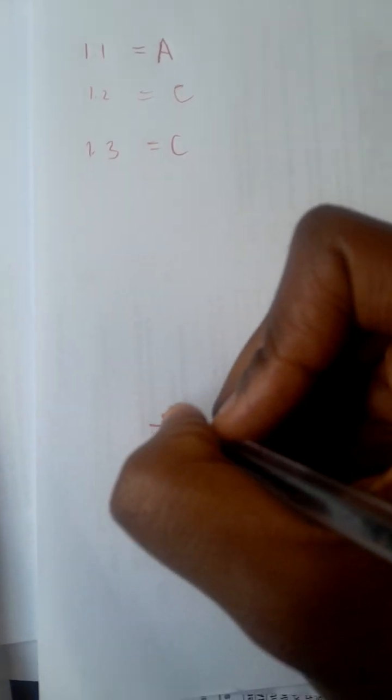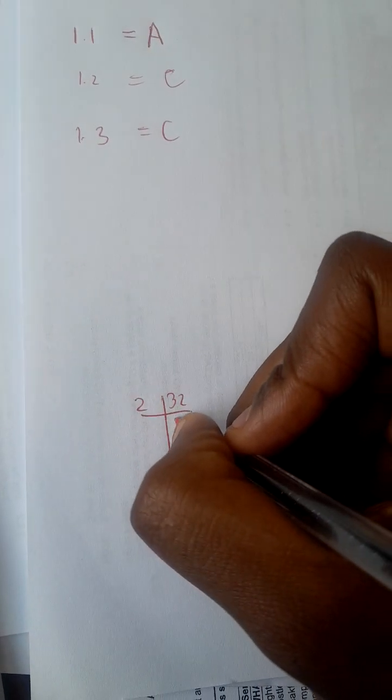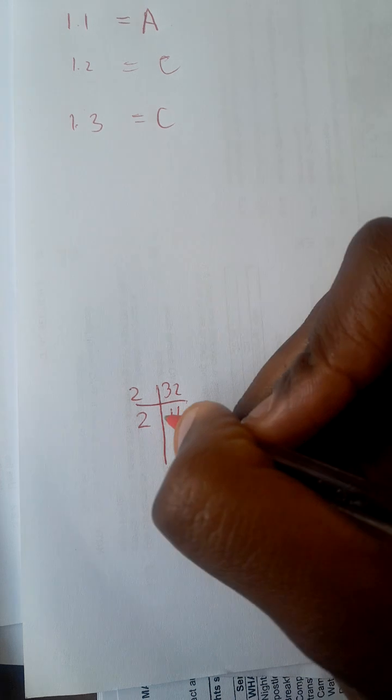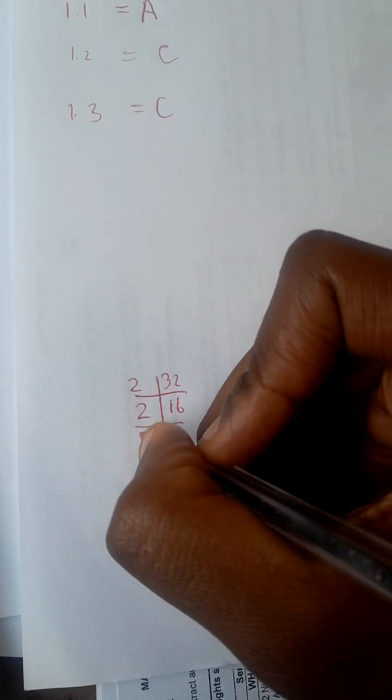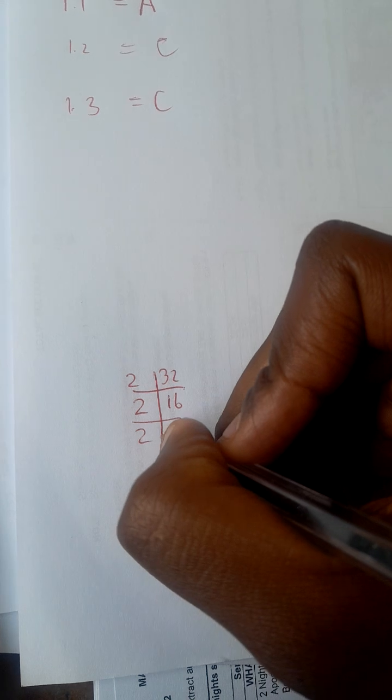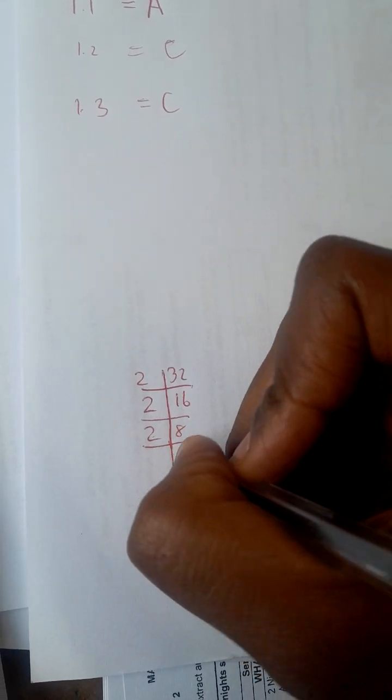The prime number that goes into 32 is 2. 2 goes into 32 how many times? 16. Another prime number that goes into 16, the smallest, is 2. It goes into 16 how many times? 8 times. Another prime number that goes into 8 is 2. Goes how many times? 4 times.